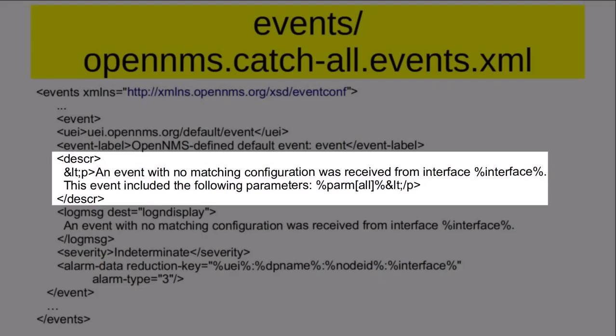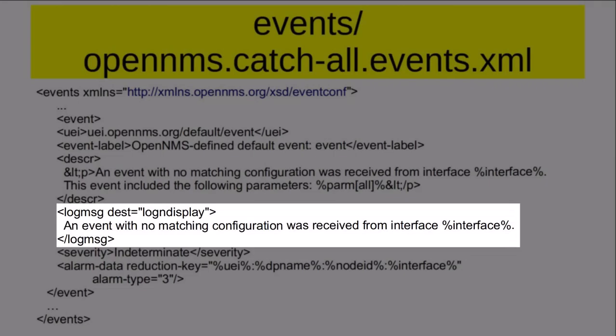A description is a long-form description of all instances of this event. You can use HTML formatting to format the body of an event text. Log message, a long-form log message that describes this event, optionally including expansions of fields and parameters so that the value is tailored to the event at hand. It includes the destination attribute, which will be discussed shortly.